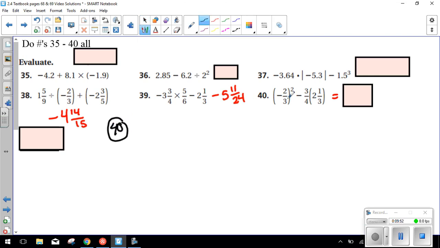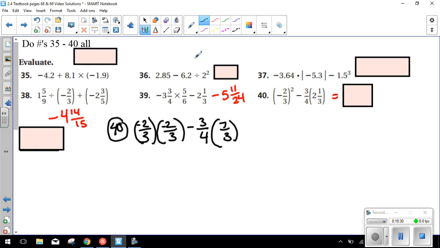So I see exponents, I see negatives, I see minus, and in here, you notice that 3/4 and 2 1/3 are together. This means times. So I'm going to expand this a little. I'm going to take 2 over 3 to the second power means times itself twice. So negative 2 over 3 times negative 2 over 3 minus 3 over 4 times, I'm going to make this improper, 7 over 3.